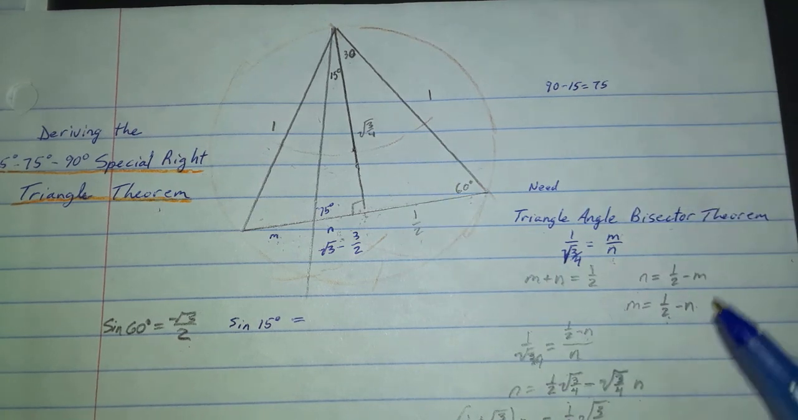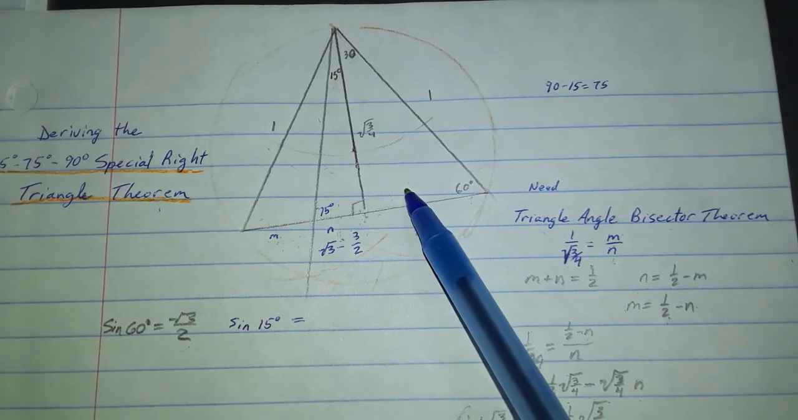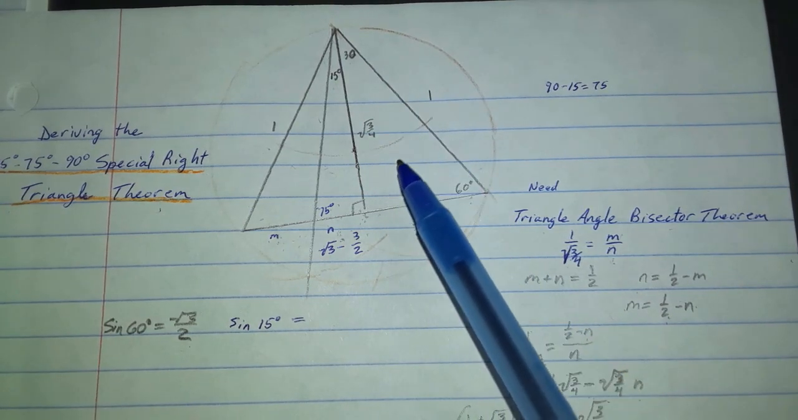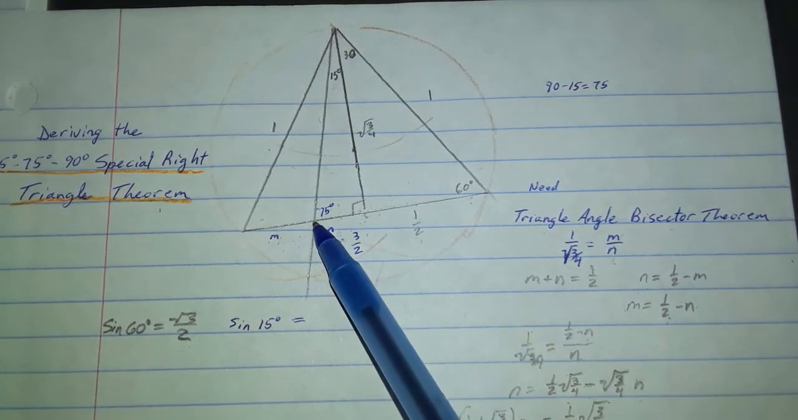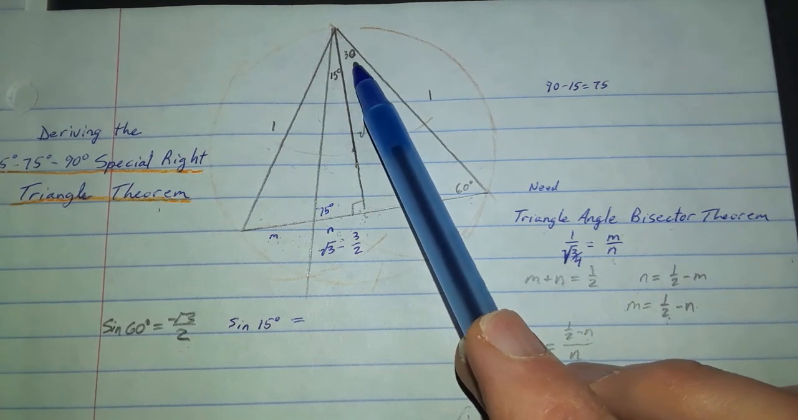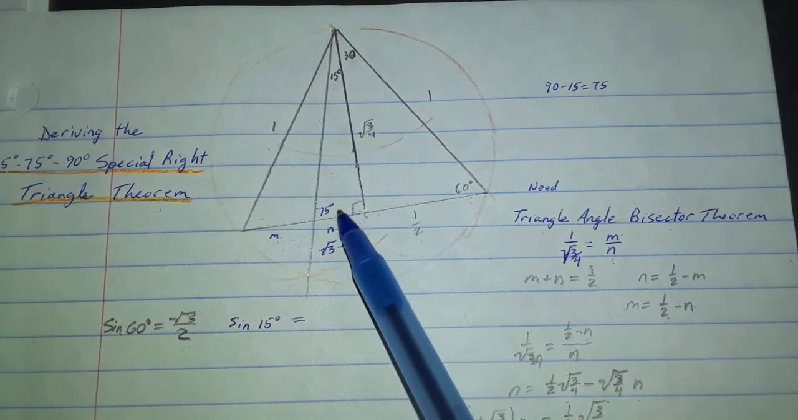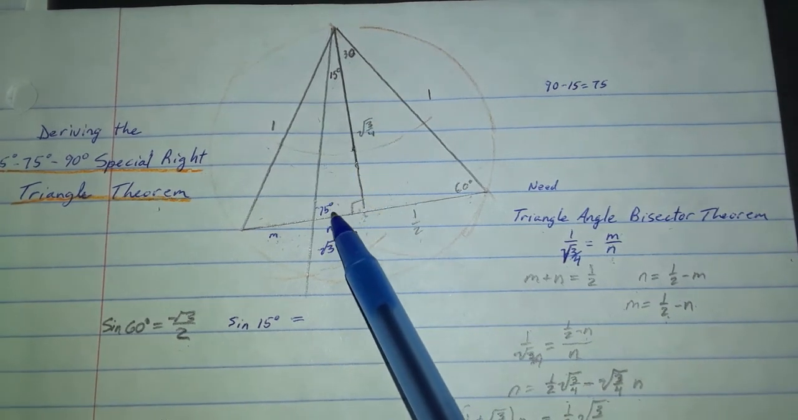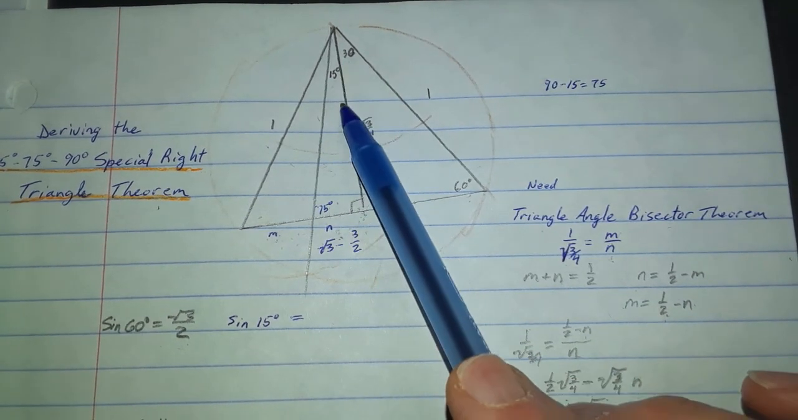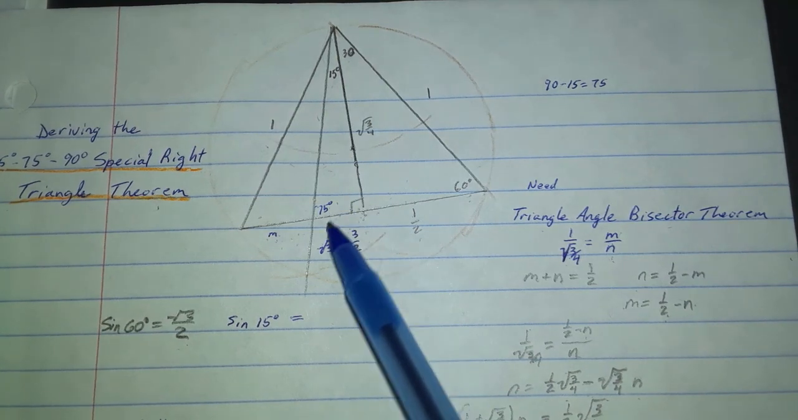So in a similar fashion, I'm going to take this 30, 60, 90 triangle and cut it into two pieces using an angle bisector. So it cuts this 30 degrees into two 15-degree portions, and that's going to give me a 15, 75, 90 degree right triangle in this section here.